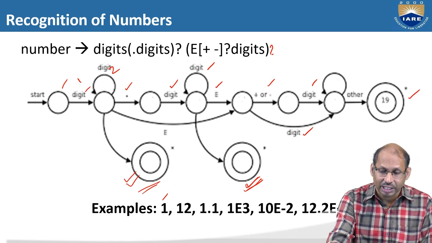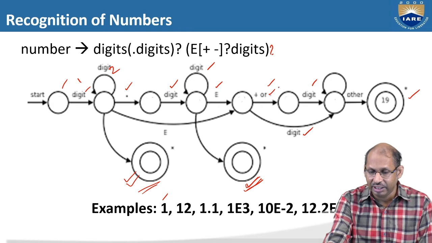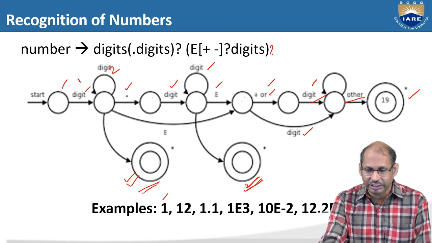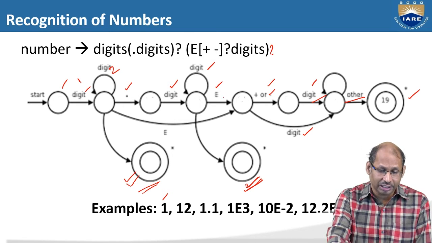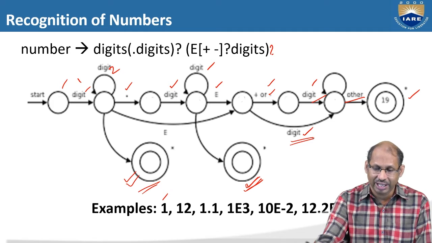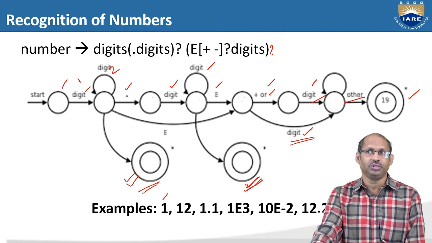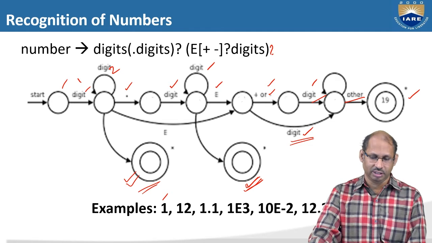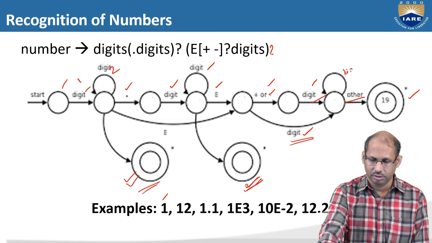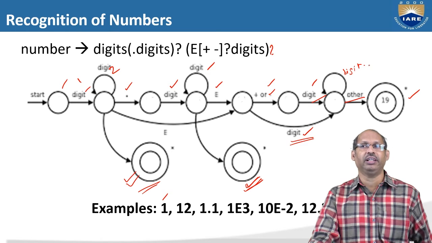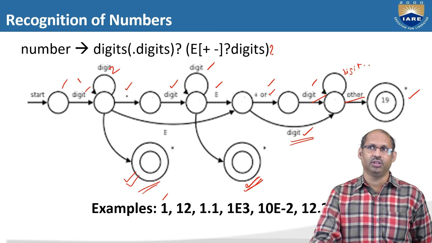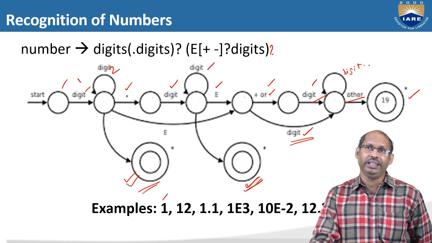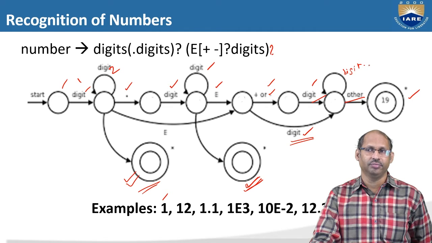If a sign is there, it will be followed by a list of digits. Then the exponent may be followed by simply digits, and it reaches a final state. So we may repeat any number of digits. So this is a transition diagram for the numbers.